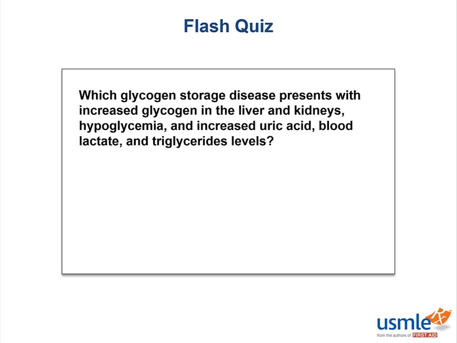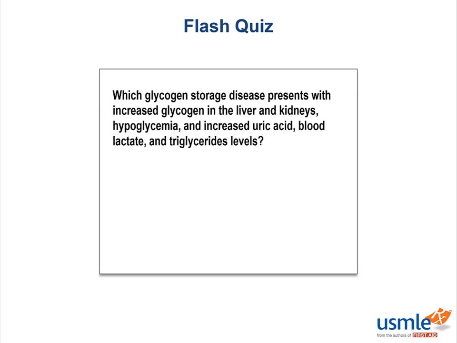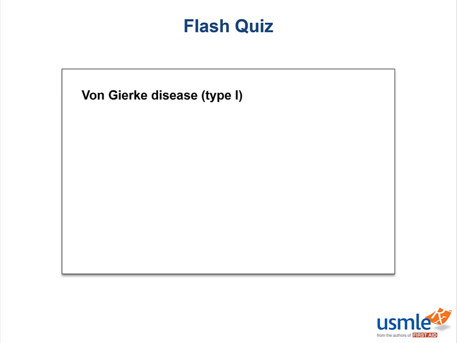Okay, that was a lot. Let's do a quick flash quiz. Which glycogen storage disease presents with increased glycogen in the liver and kidneys, hypoglycemia and increased uric acid, blood lactate, and triglyceride levels? If you said von Gierke disease type 1, then that's great. Remember, increased uric acid or gout also has a G in it like von Gierke. Try to remember the unique findings of each disease.